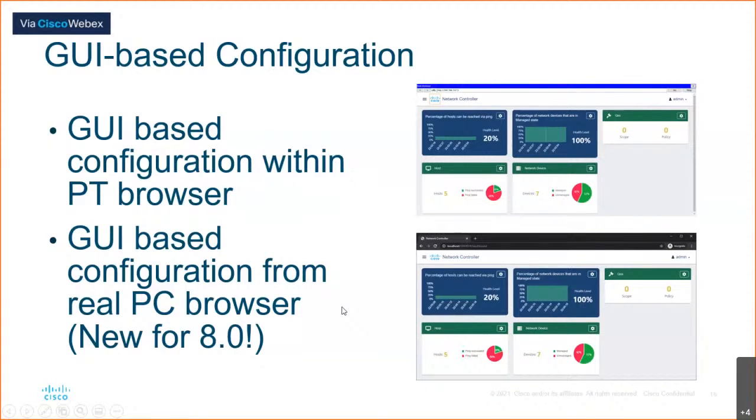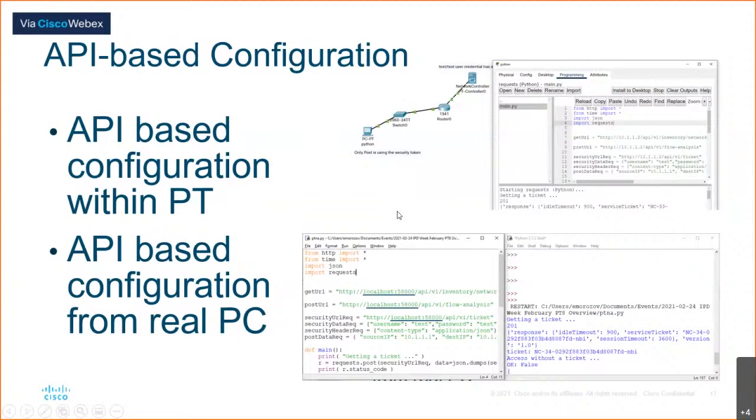Apart from configuring this network controller using the graphical user interface, there is also a way to configure it programmatically. This network controller device supports a set of API calls to gather information about the network or to apply some network configurations. And likewise, on this slide, you also see two screenshots, right?